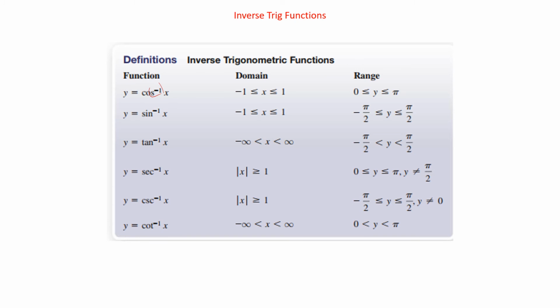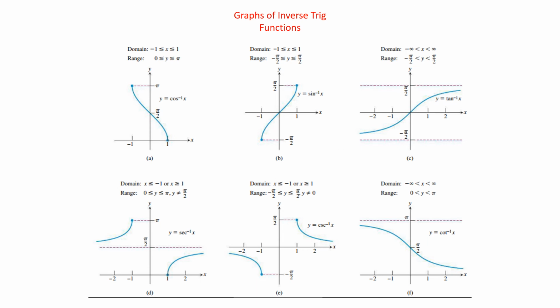So we have our 6 inverse trig functions, the various domains, the ranges. We don't use these anywhere near as much as we use the normal trig functions. So these are here. You can look at them. There's nothing particularly exciting. And then we have graphs of the inverse trig functions.